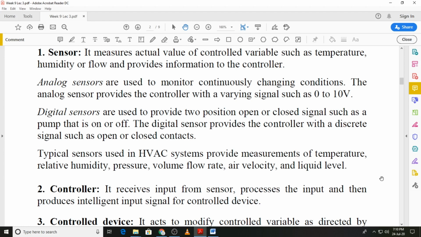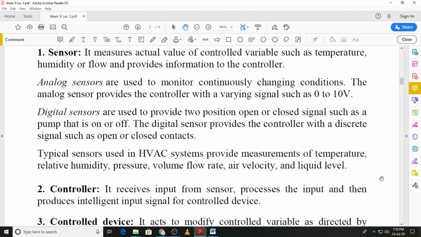And in an HVAC system, the typical sensors we come across are temperature measuring devices, humidity measurement devices, pressure, volume, flow rate, air velocity, and also liquid level measuring devices. So these are some common types of sensors you will come across when we look at a HVAC system.